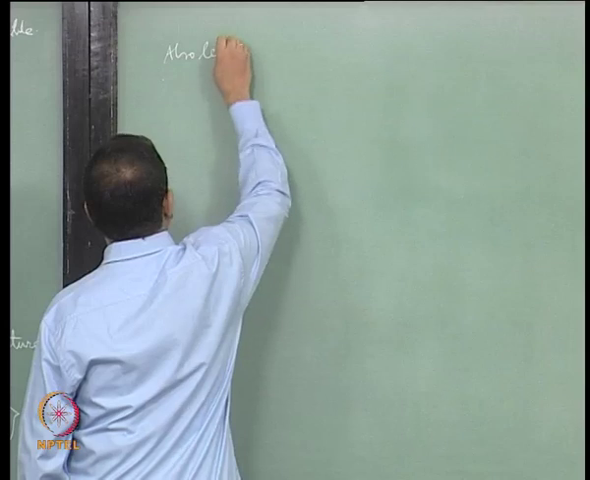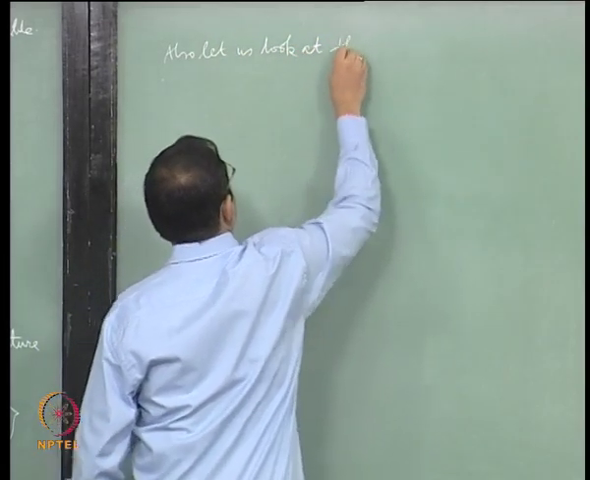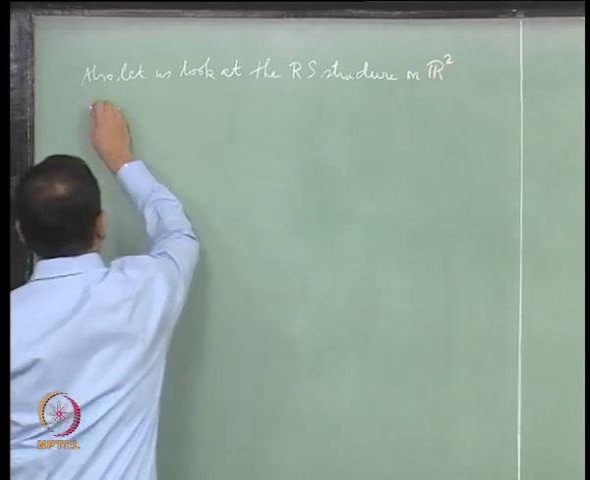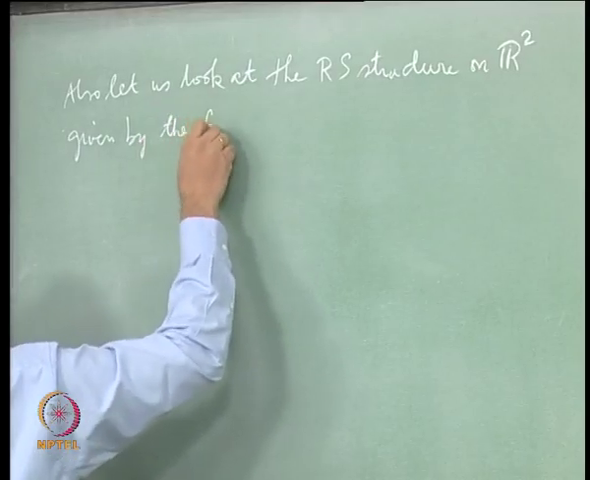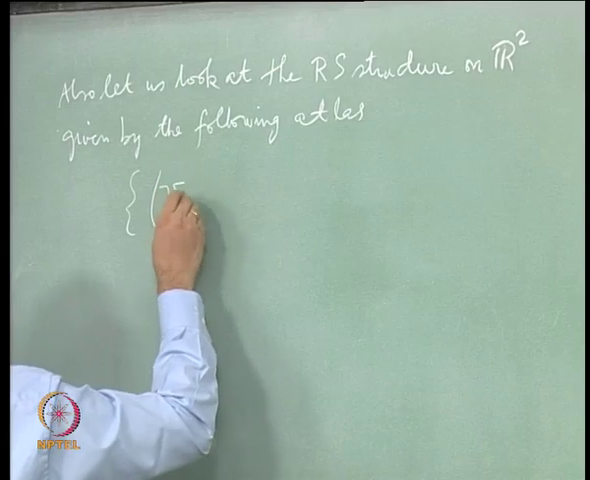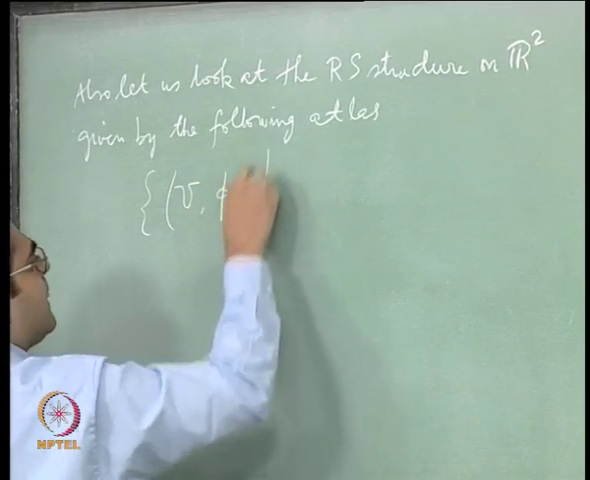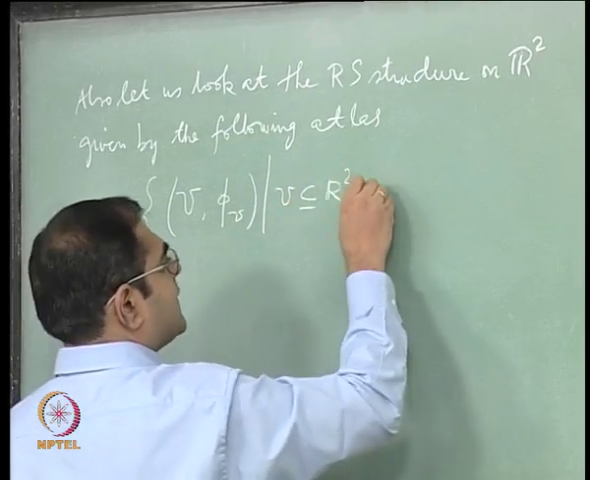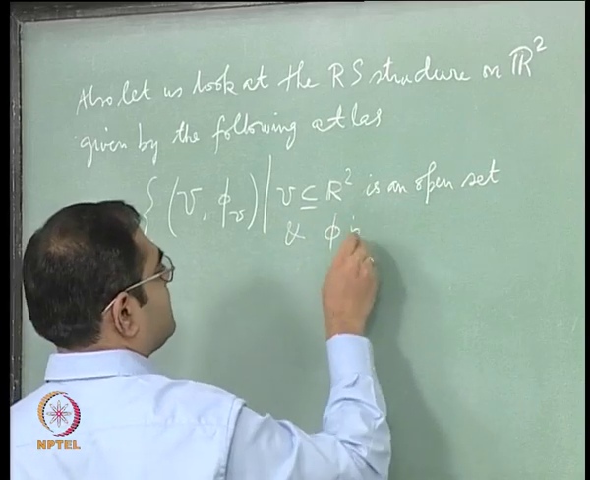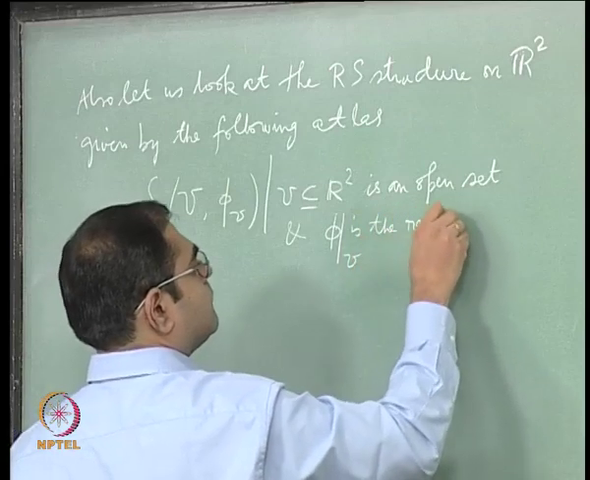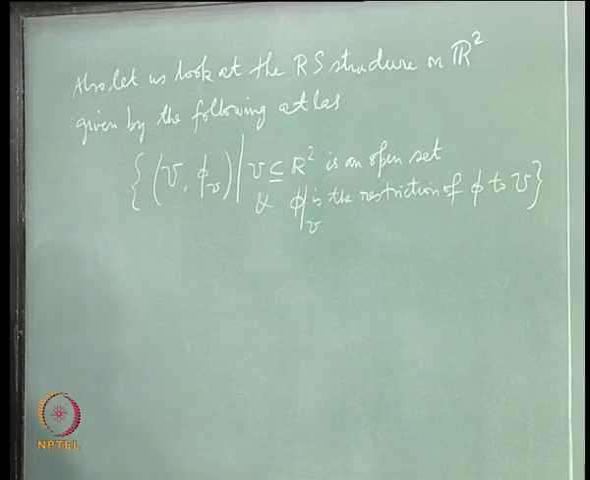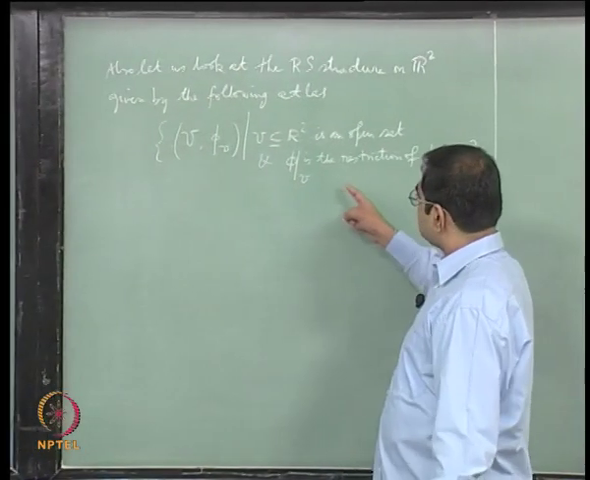Now also let us look at the Riemann surface structure on R2 given by the following atlas. So here is my atlas. My atlas consists of all possible (U, phi restricted to U), where U in R2 is an open set, and phi restricted to U is the restriction of phi to U, where phi is defined as I have done it here, namely the natural identification. Okay. So you look at this collection.